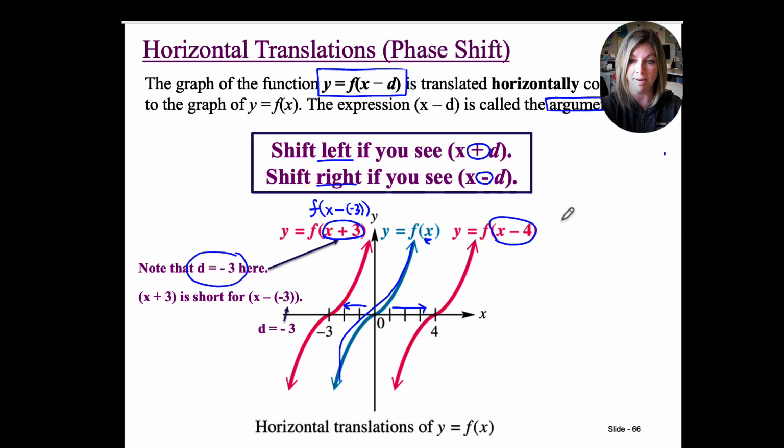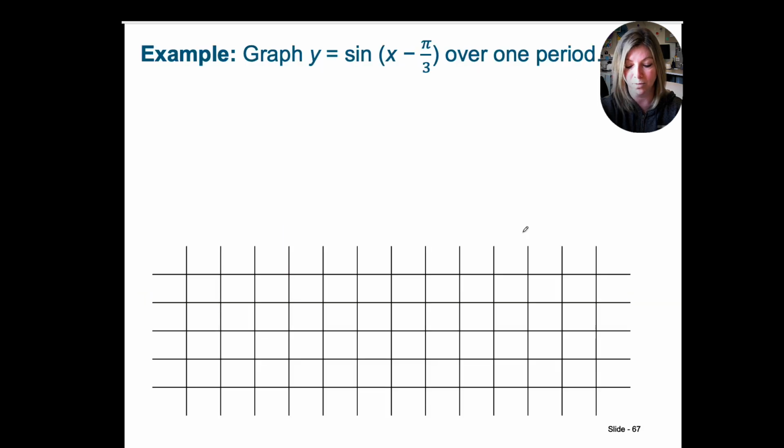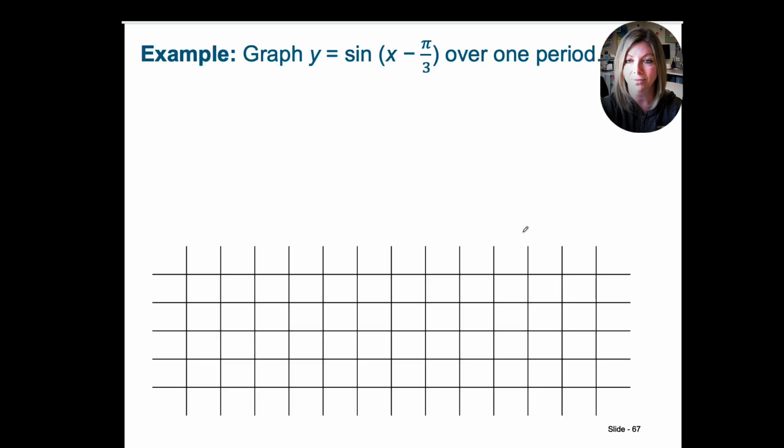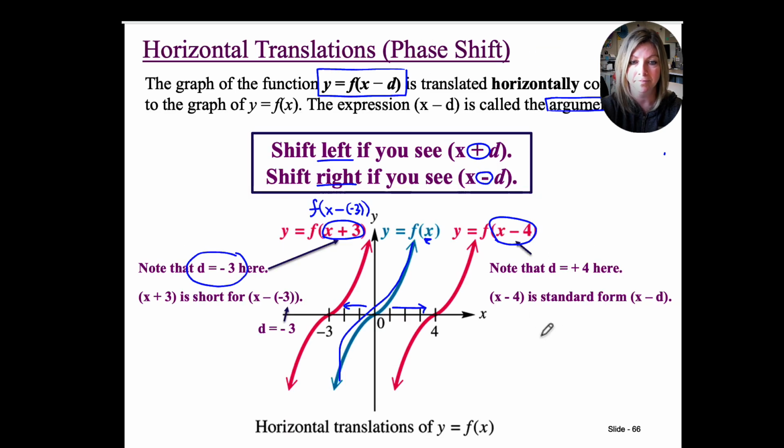All right, let's do the same thing over here. Note here that d is going to be equal to the opposite sign. So instead of minus 4, d is positive 4. Similarly, standard form would be x minus 4. So to make that equivalent to what we have here, d would have to be positive 4. Translation. There's a d equals 4.